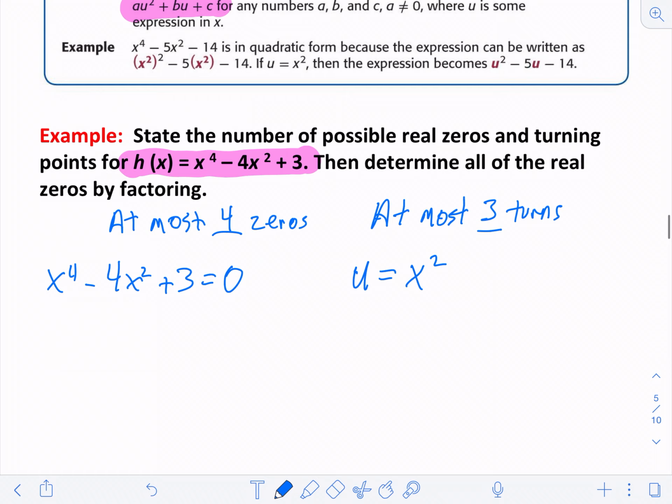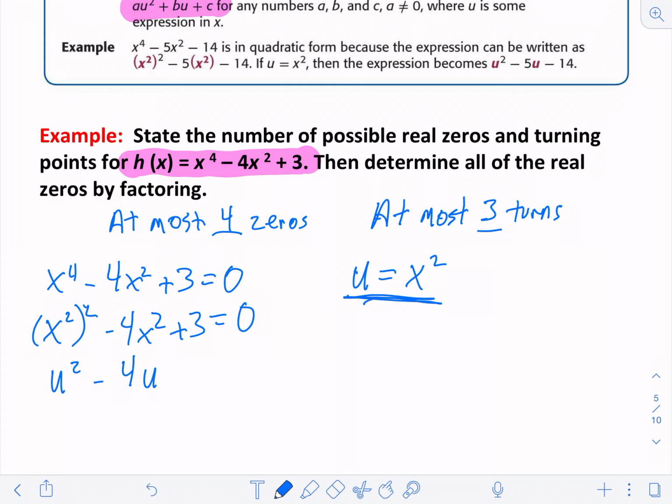Now, before I do that, let's take this x to the fourth. Can I change that and make that x squared, squared, minus 4x squared plus 3, right? Because x squared, squared, that's the same as x to the fourth, right? Well, now I'm going to take this, and everywhere I see an x squared, I'm going to replace that with a u. So wouldn't that be u squared minus 4u plus 3 is equal to 0? Why would I do that? Well, now, isn't that easier to factor?